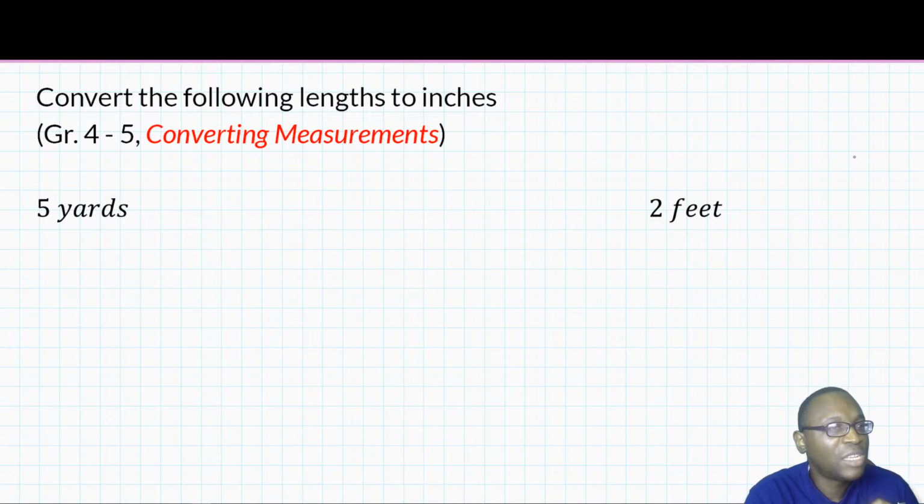So our 4th and 5th graders, we're looking at converting measurements, and we're going to convert this length to inches. We convert 5 yards to inches and then 2 feet to inches.